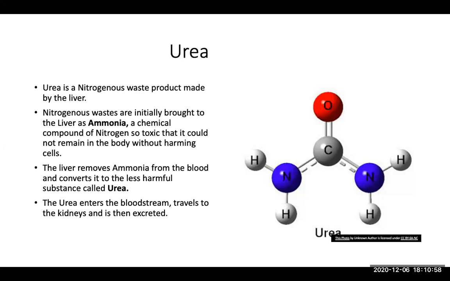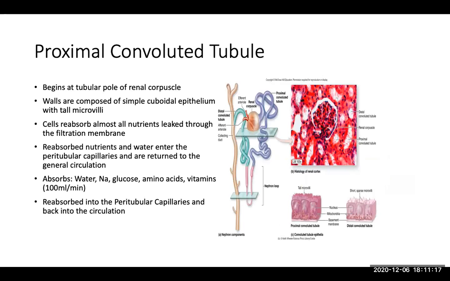Nitrogenous wastes are initially brought to the liver as ammonia, which is a chemical compound of nitrogen so toxic that it should not remain in the body without harming the cells. So the liver removes ammonia from the blood and converts it to a less harmful substance called urea, which will enter the bloodstream, travel to the kidneys, and will then be excreted.